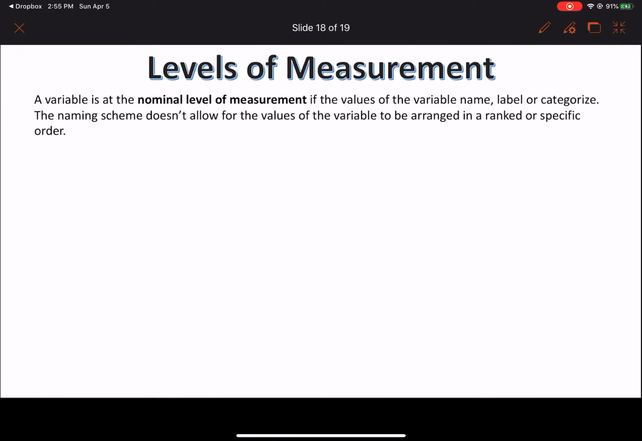First level of measurement is nominal. The nominal level of measurement is when the values of the variable name, label, or categorize. So a lot of times these are things that are not ranked, they're not ordered, they're just categorical data. So for example, gender, handedness, religion, favorite color. Now these aren't something that have a specific order. Order doesn't matter at all. They're just, I'm left-handed, I'm right-handed, my favorite color is blue, red, pink. They're not in order, they're just categories.